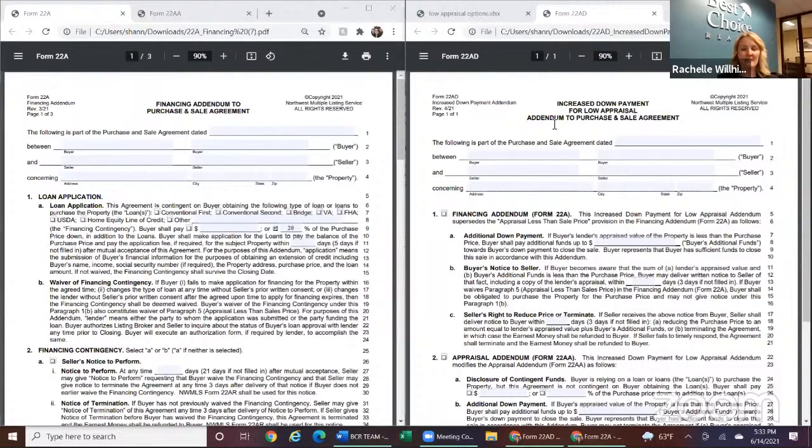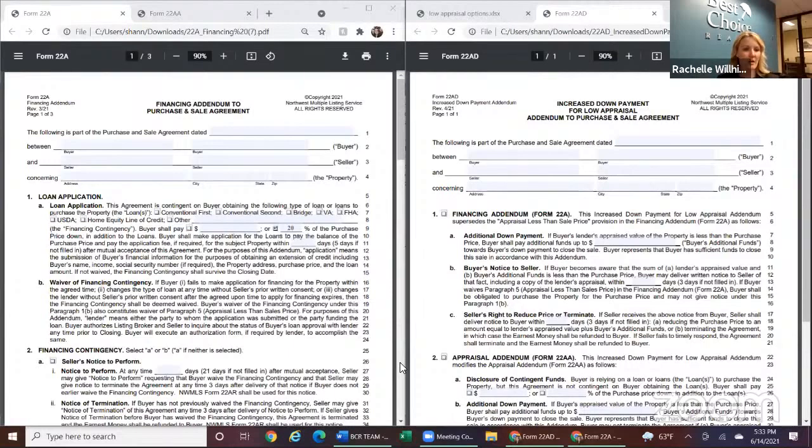And even with that, the listing agent happened to be very naive and very new and did not understand what a 22AD was. They thought the 22AD was better than not even having a finance contingency, which is a complete mistake. So I want to make sure you understand that you only use a 22AD when you use a 22A. If you're waiving financing, if you're dealing with a cash buyer, there's no need to use a 22AD. So I just want to make sure that's very, very clear in your minds.